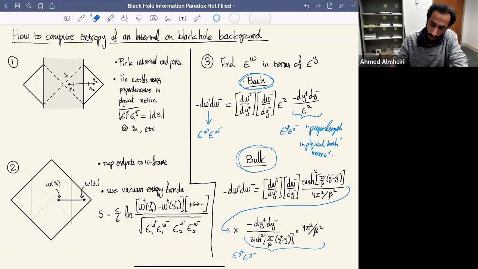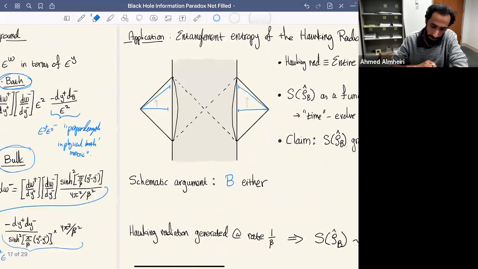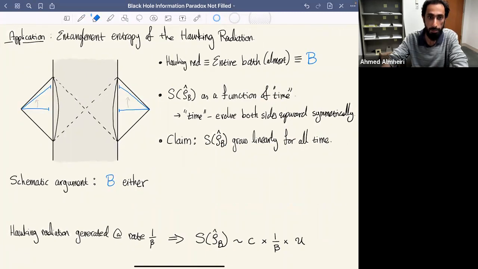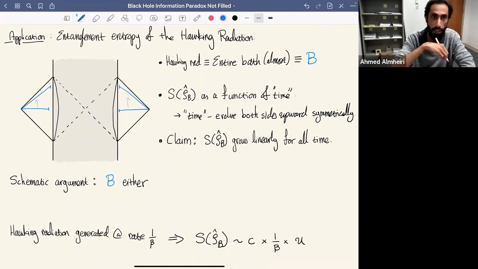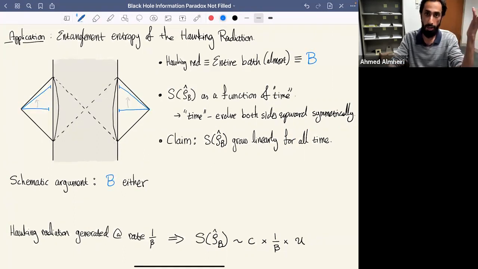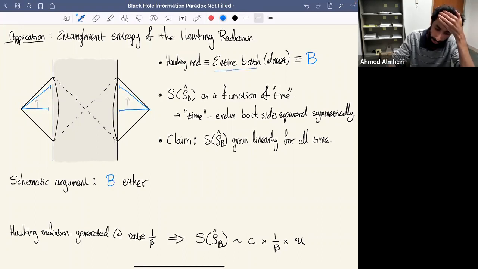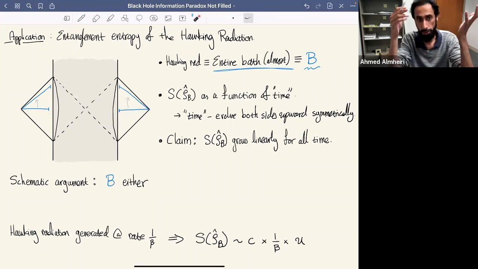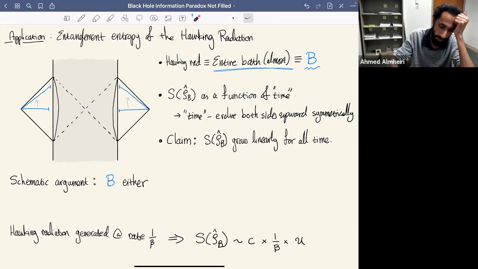Okay. Now let's apply this to something interesting. Let's apply this to compute the entropy of the Hawking radiation. Let me define what I mean by the Hawking radiation. I'm going to call the entire bath, or at least almost the entire bath, the Hawking radiation, and I'm going to use the symbol B for that. So that's supposed to be these two blue segments, and I'm going to study the evolution of the entropy of the union of these two blue half spaces as a function of time.